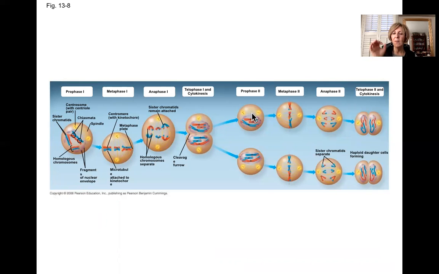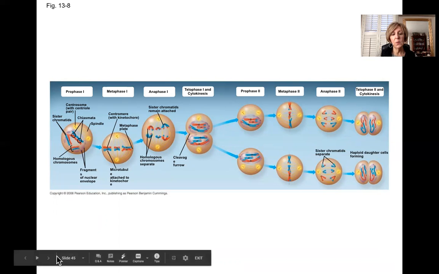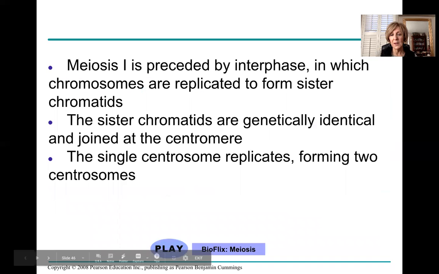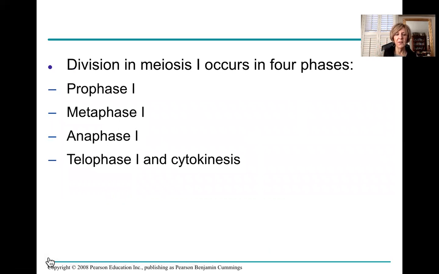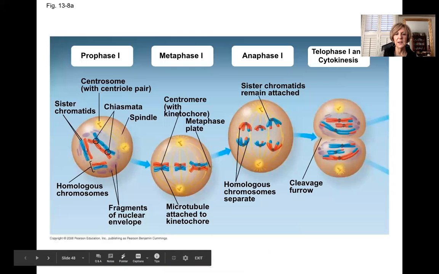And then I'm going to have my 2 daughter cells of my original parent cell that's undergoing meiosis go through meiosis 2. So we have prophase 2, metaphase 2, anaphase 2, telophase 2, and cytokinesis. And as we'll see, in meiosis 2 there's nothing special about it. It looks just like mitosis. All right? So let's take a look at what is happening in meiosis 1. Let's look at what's happening here.